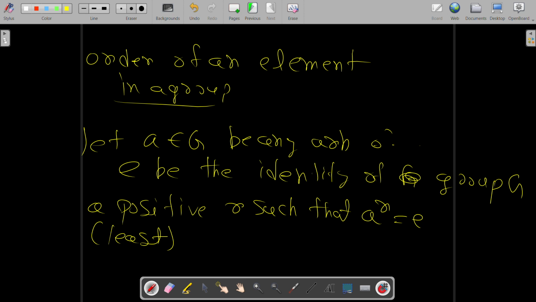Because if we check later, we can say A to the power 2R will also become E, because A to the power 2R means A to the power R composed with A to the power R, which equals E composed with E, which equals E.